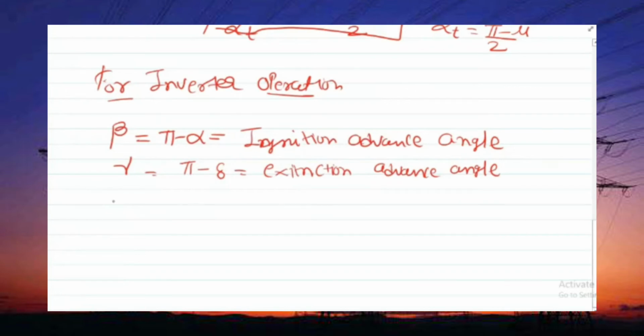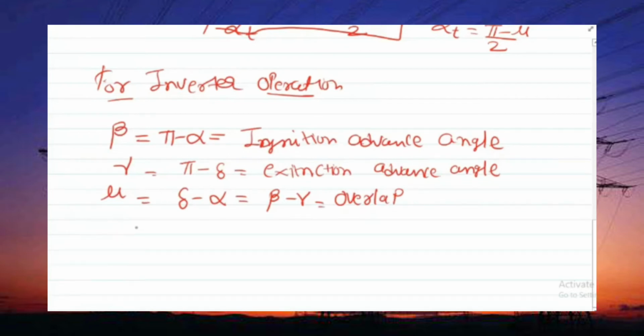And the mu is equal to delta minus alpha, is equal to beta minus gamma, is equal to your overlap angle in inverter operation.